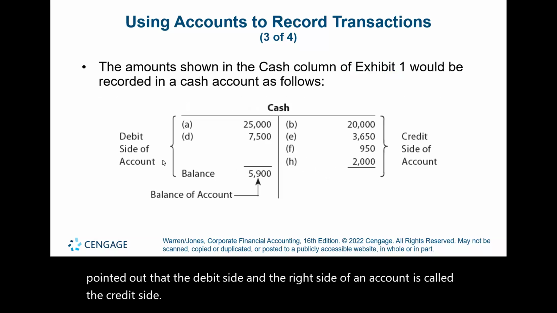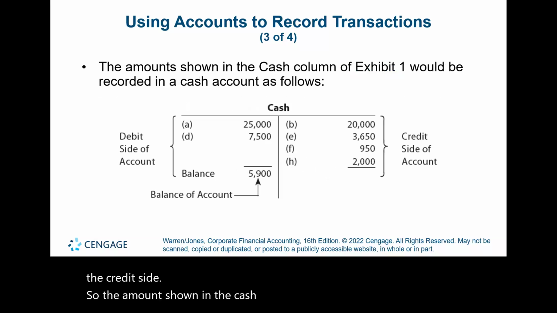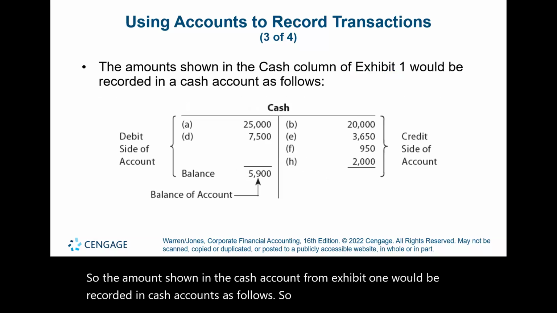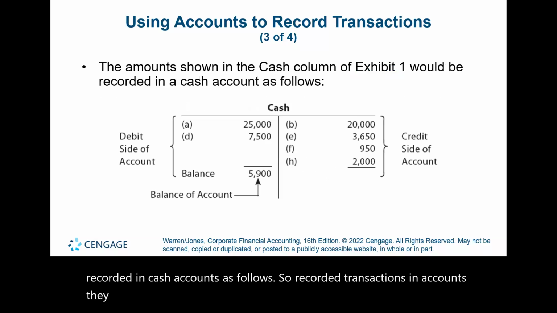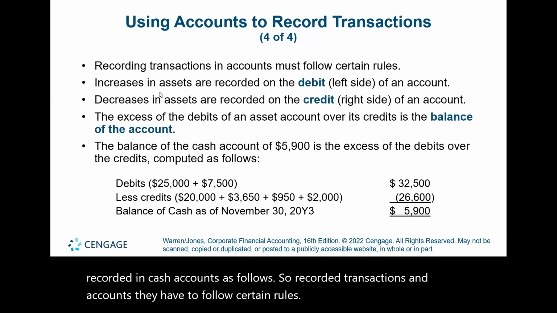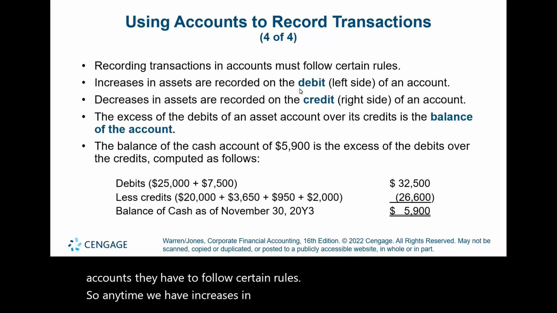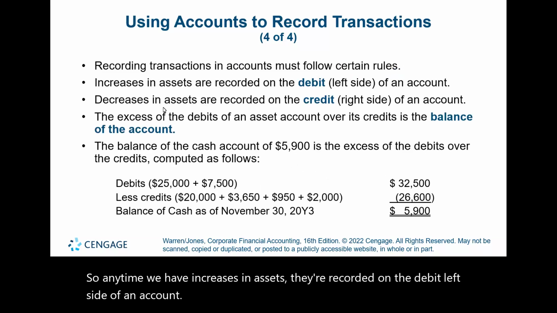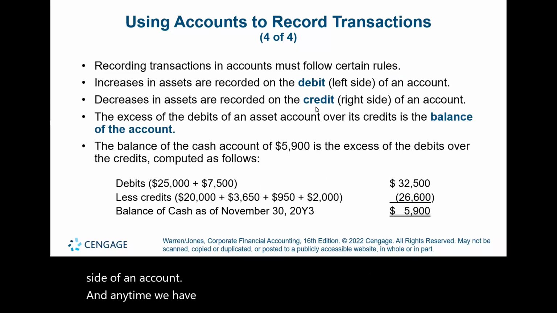The amounts shown in a cash account from Exhibit 1 would be recorded in cash accounts as follows. Recorded transactions in accounts have to follow certain rules. Anytime we have increases in assets, they're recorded on the debit left side of an account. And anytime we have decreases in assets, they're recorded on the credit right side of an account.